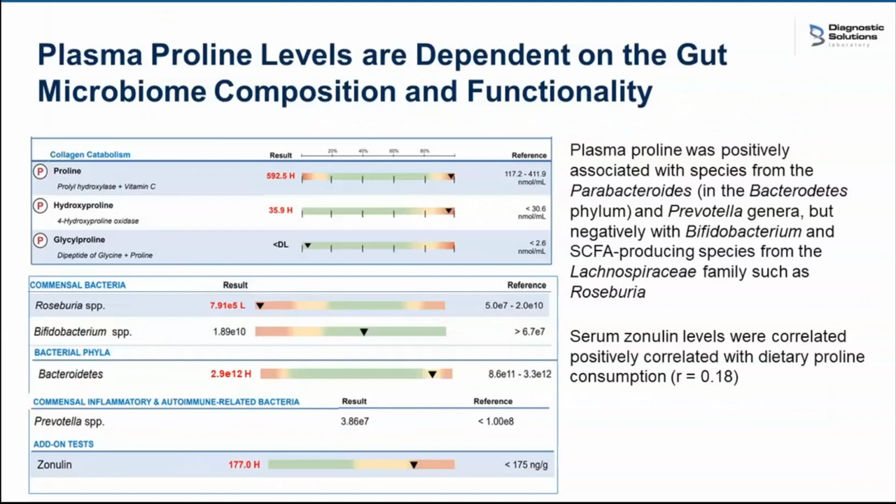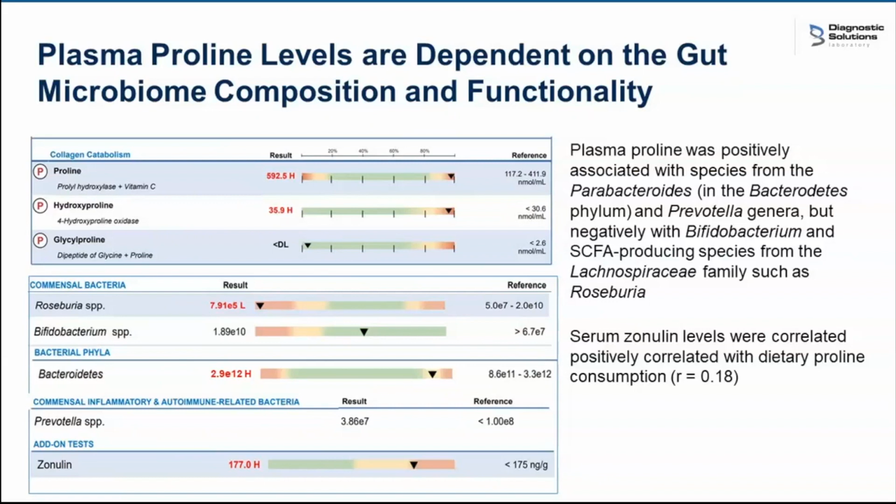So plasma proline has been positively associated with species from the Bacteroidetes phylum and Prevotella genera, but it's negatively associated with Bifido and other short chain fatty acid producing bacteria like Roseburia. So I'm going to want to look at that low Roseburia and that super high proline. That would be of concern to me. They also found that serum zonulin levels correlated positively with dietary proline consumption. So if you have more proline, you're more likely to have a higher serum zonulin level. Also hyperprolinemia has been linked to epilepsy, schizophrenia, seizures, and impaired cognitive functions in humans.